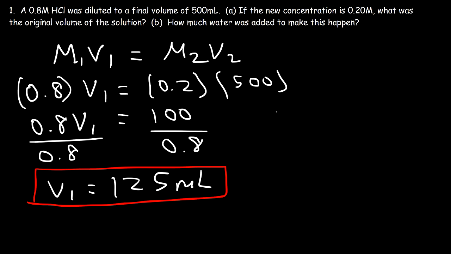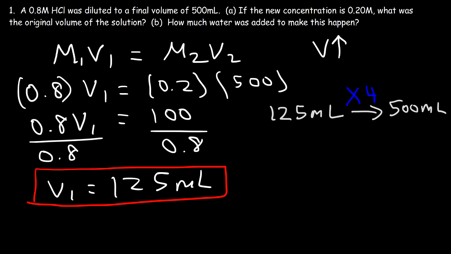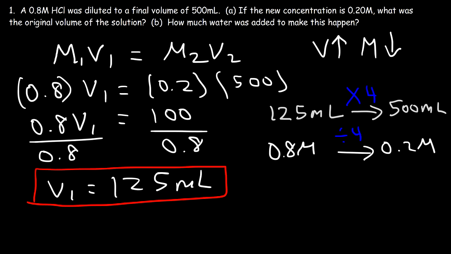Now let's make some sense of these numbers. The volume changed from 125 to 500. So therefore the volume increased by a factor of 4. In a dilution problem, anytime the volume increases, the concentration will decrease proportionally. The original concentration was 0.8. The new concentration is 0.2. So you have to divide that by 4. So if you divide the concentration by 4, the volume will be multiplied by a factor of 4. So I want you to understand that concept.